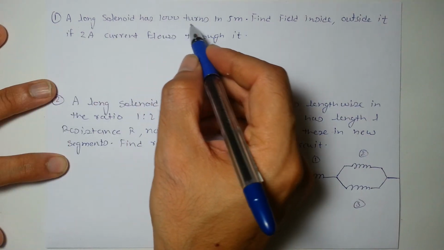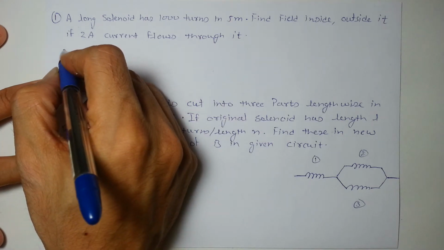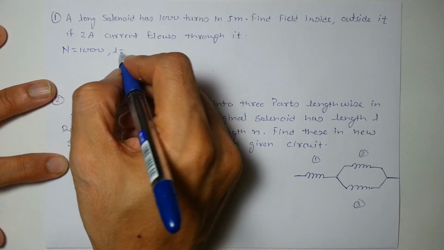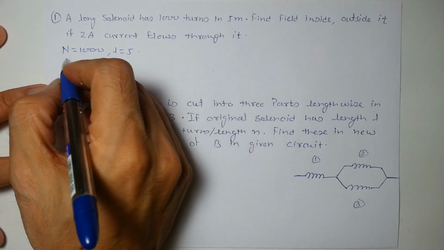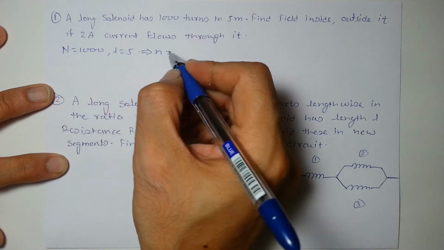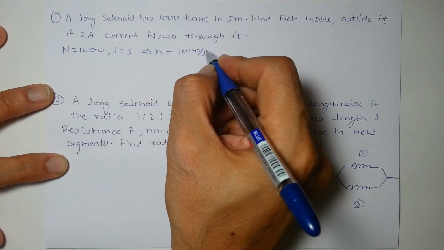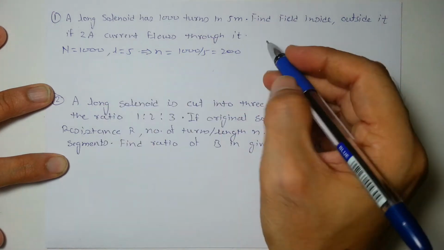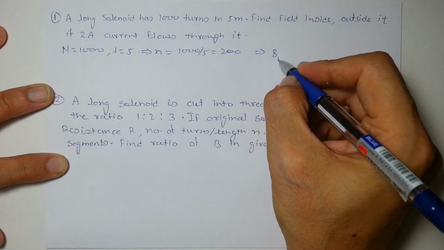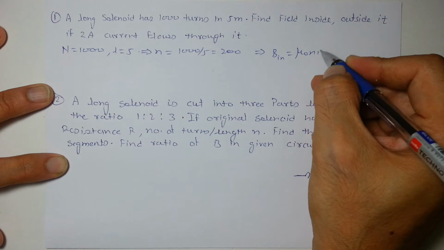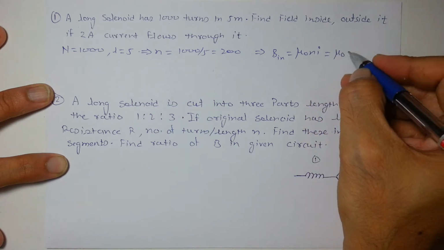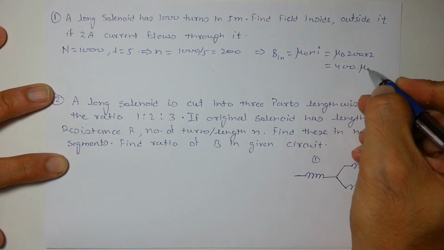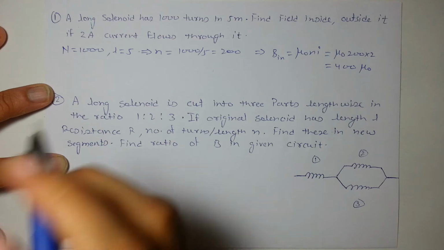तो क्या है, आपके पास 1000 turns है in 5 meters, so capital N is 1000, total number of turns, and total length is 5 meter, so small n, number of turns per unit length, will be 1000 by 5, 200 turns per meter. फील्ड इनसाइड, फील्ड का एक्सप्रेशन बहुत ही सिंपल होता है. इनसाइड के लिए μ₀nI, so it will be μ₀, n is 200, I is 2, so expression will be 400 μ₀. μ₀ की वैल्यू डाल के we can get the answer.